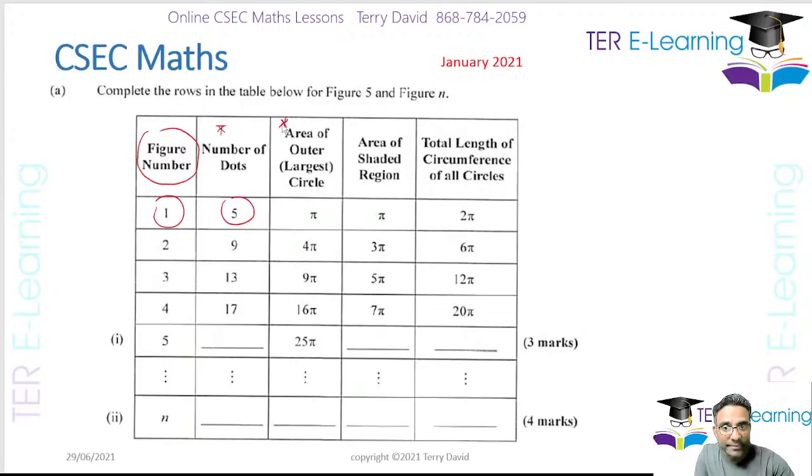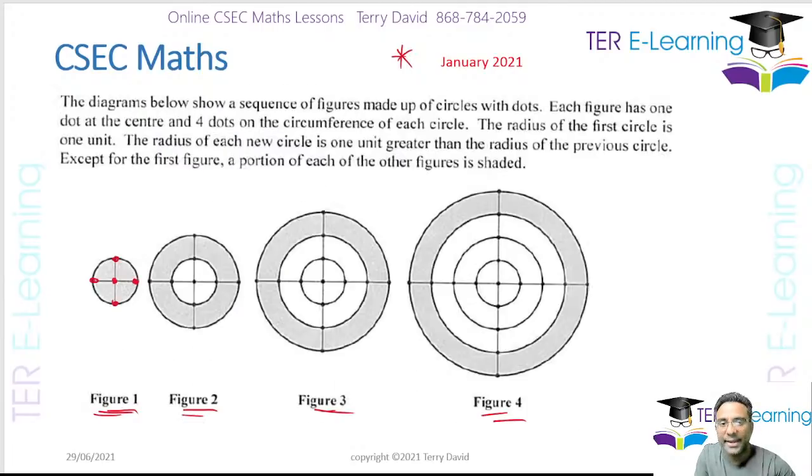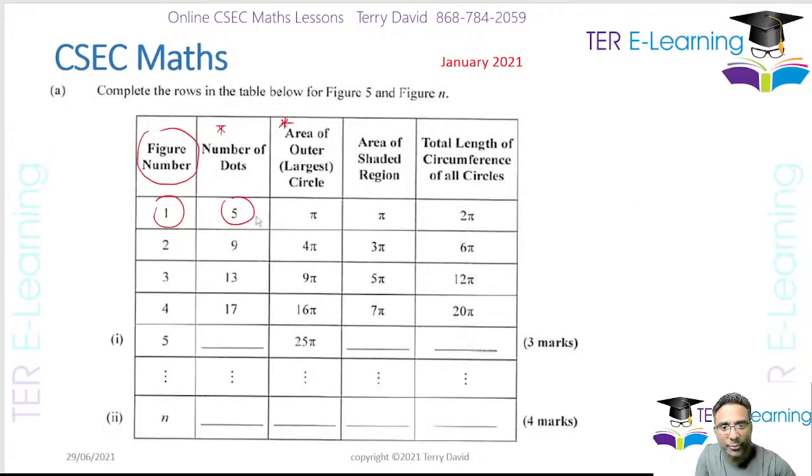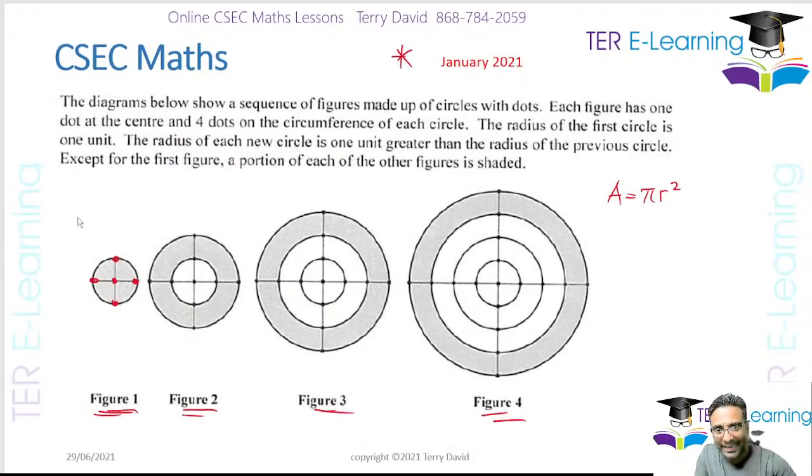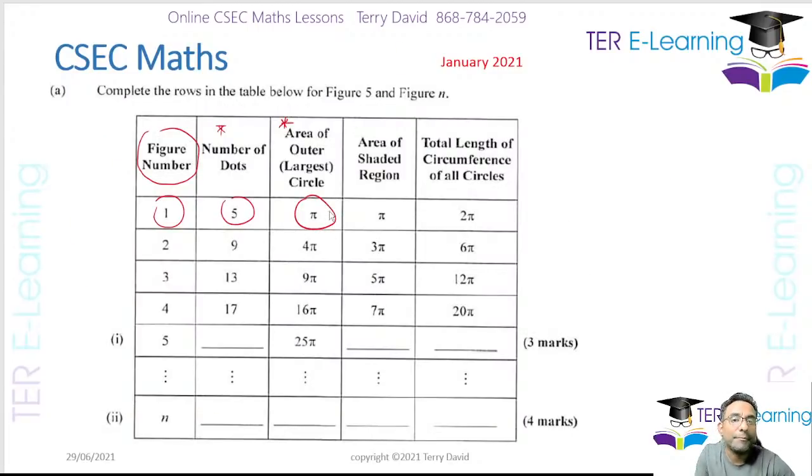Now, the next part here, they have the area of the outer largest circle. The area of a circle is pi r squared, right? So in the first circle, my area is pi r squared. But if you read what they said, the radius of the first circle is 1 unit. So it's pi times 1 squared. 1 squared is 1, so my area is pi. That's where they got this pi from.